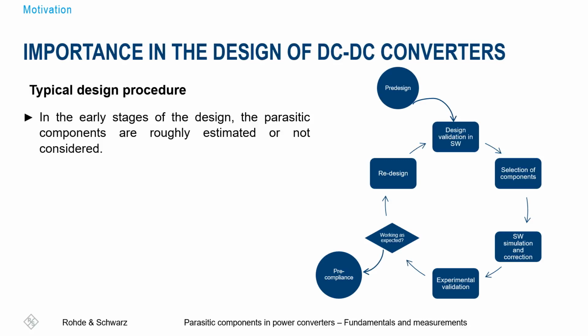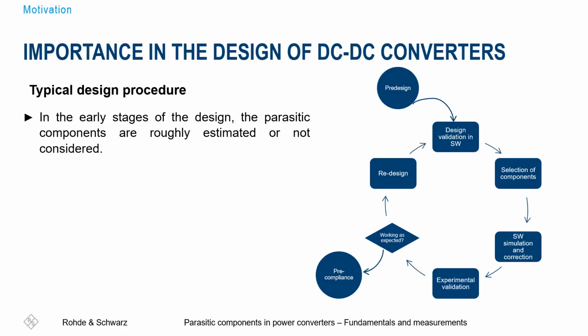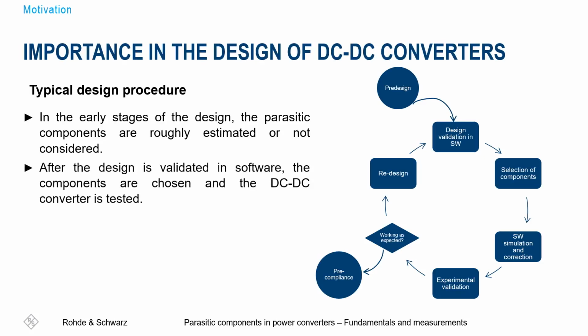It's important to mention that in these early stages, the parasitic components are roughly estimated or not considered at all. This is due to the lack of information in many datasheets, so that's why it's not considered in these stages. After the components are selected, there's another software simulation and correction. In this case, the converter is corrected and the design is improved based on the components that have been selected. After this is proven, we follow into a new stage, which is the experimental validation.